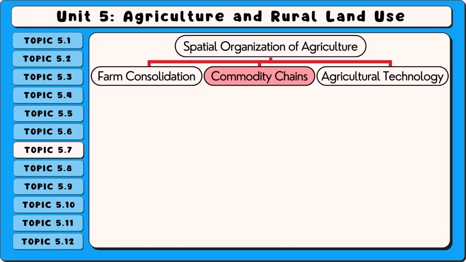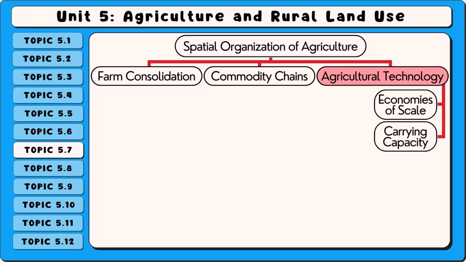Next, we'll explore how food moves from farms to tables through commodity chains that link different parts of the world. Finally, we'll examine how agricultural technology has increased both the scale and efficiency of food production, allowing more food to be grown on the same land.